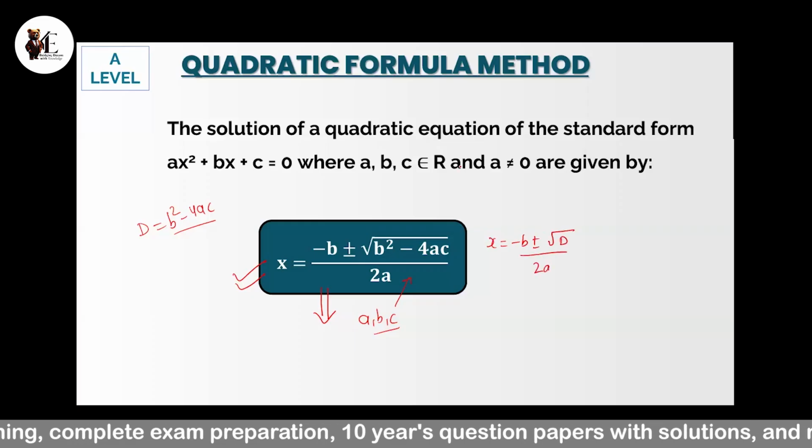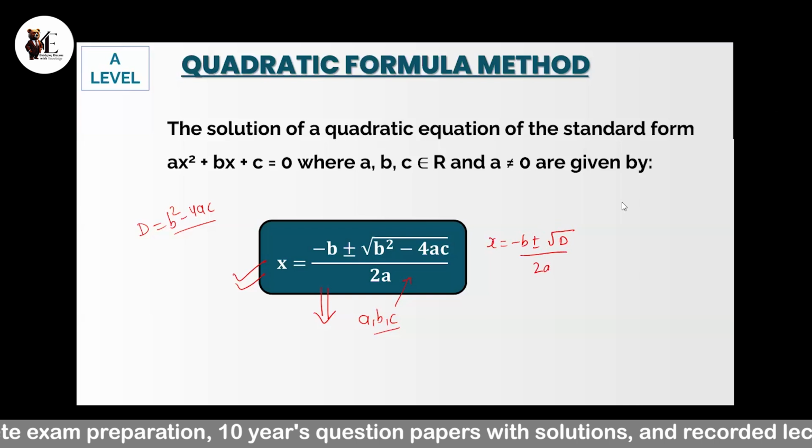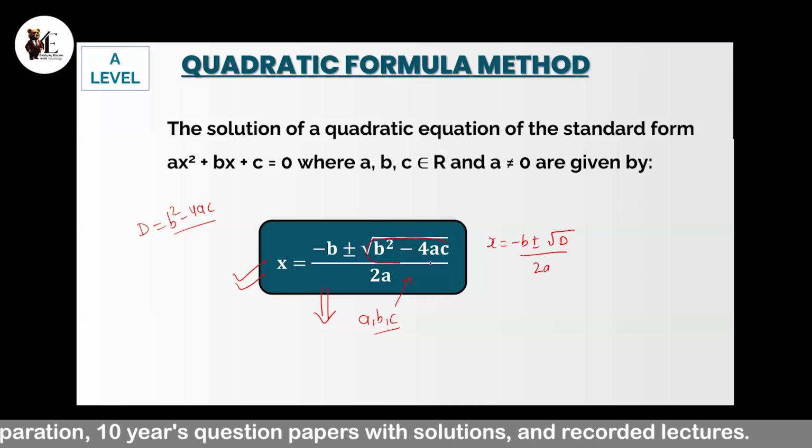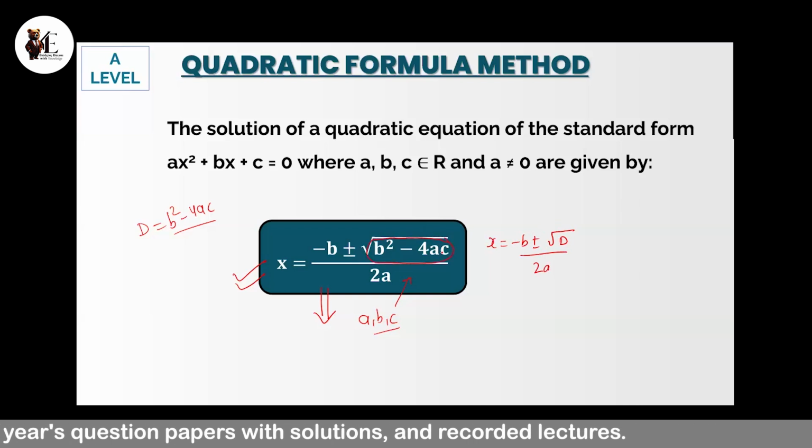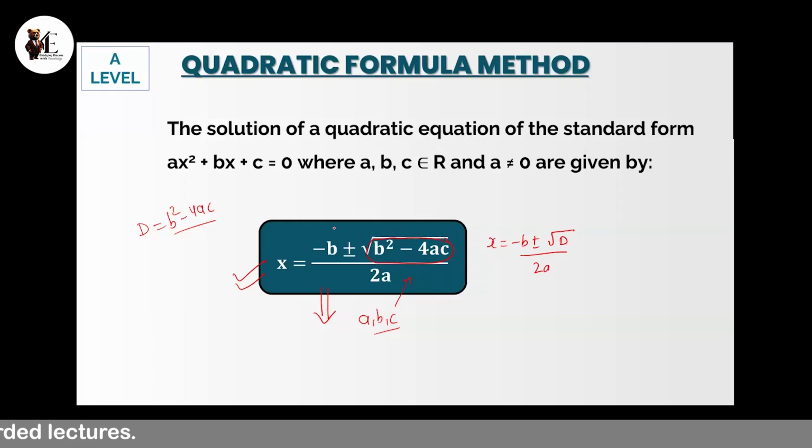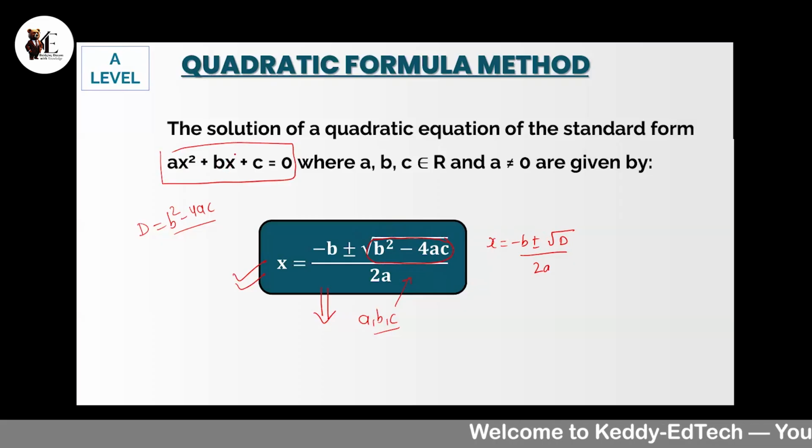Why have I written D? Because you can see in this formula, it was written b square minus 4ac, and we know that b square minus 4ac is the discriminant, that is D. So I have replaced it by D. That's the formula. It is based on the standard form, so a will be the coefficient of x square, b will be the coefficient of x, and c is the constant term.